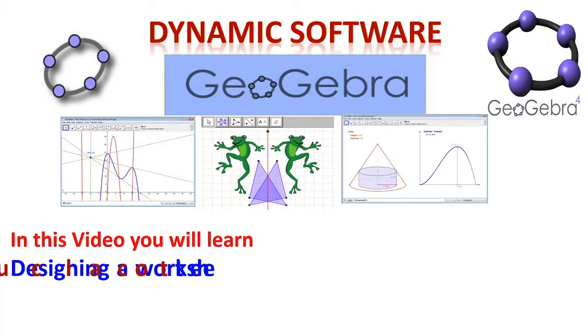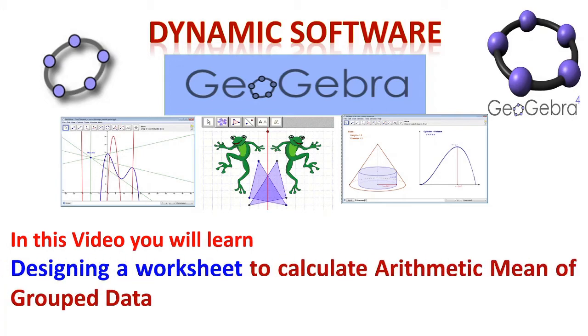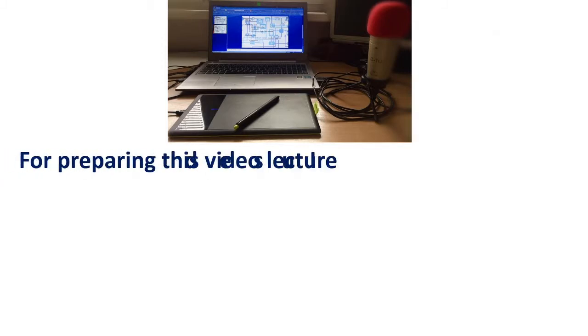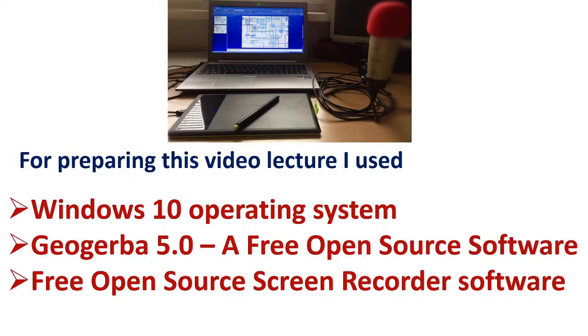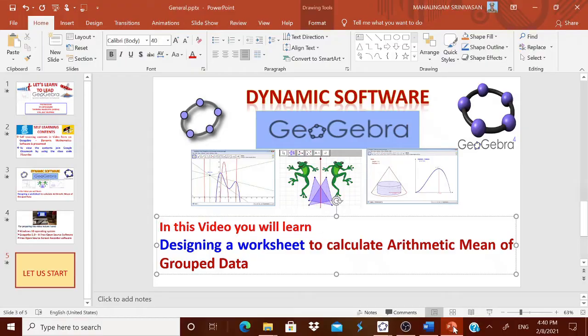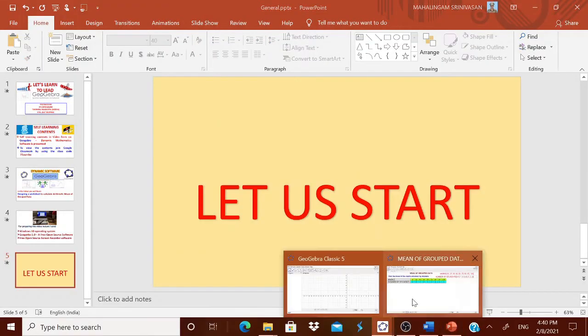In this video, you will learn designing a worksheet to calculate arithmetic mean of grouped data. For preparing this video lecture, I used Windows 10 operating system, licensed version, GeoGebra 5.0, a free open source software, and free open source screen recorder software. Let us start. Let me show you what type of worksheet I will be designing.